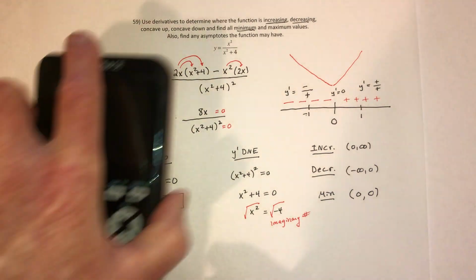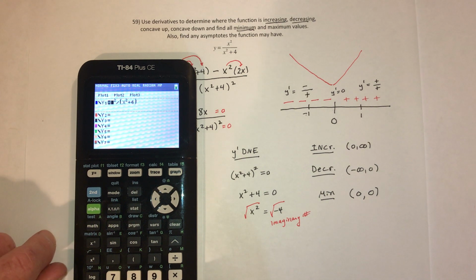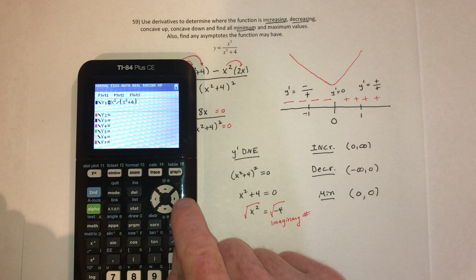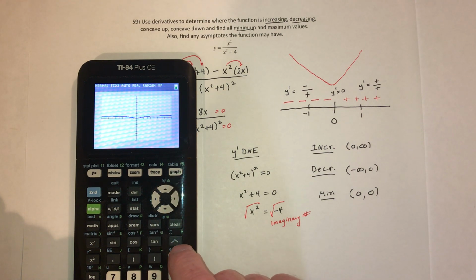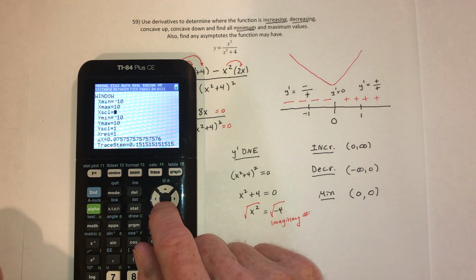Now, I actually do have a graphing calculator, so I can check. So here's the original function. Always graph the original, not the derivative. And then if you look at the graph, let me just change the window a little bit. I don't need the y values that big.